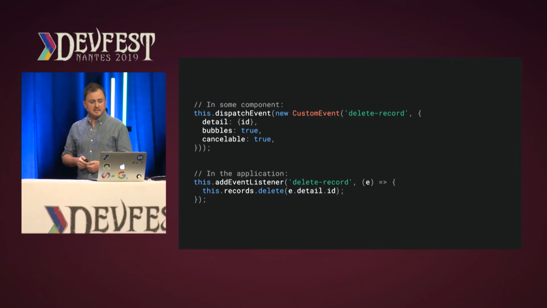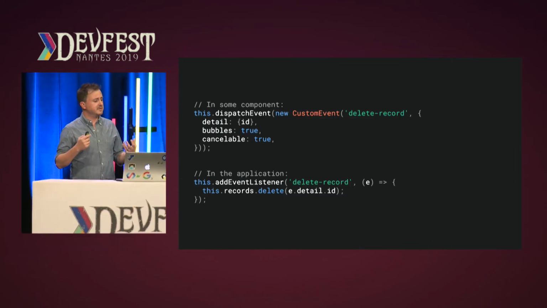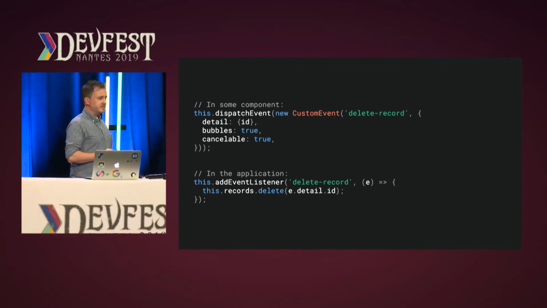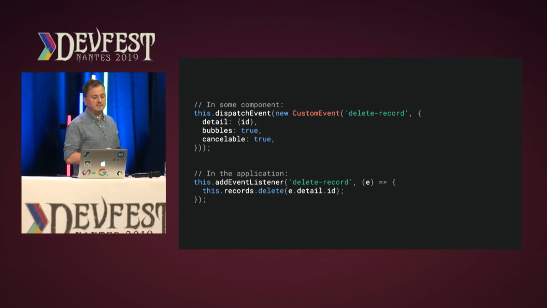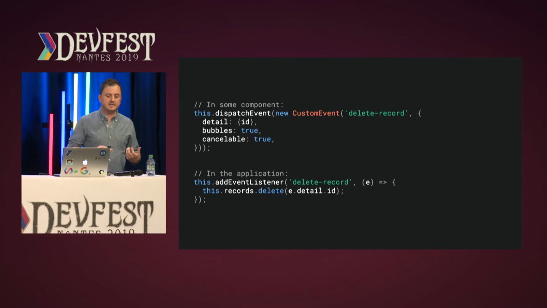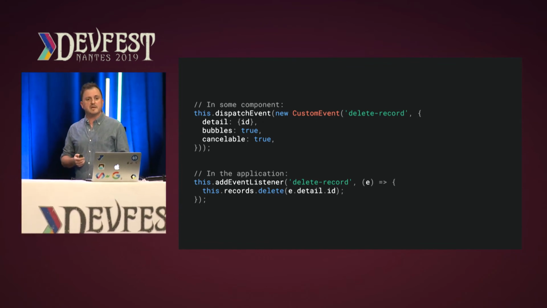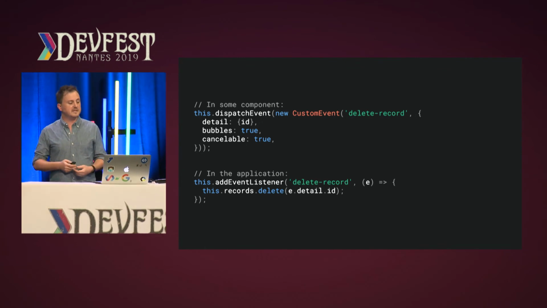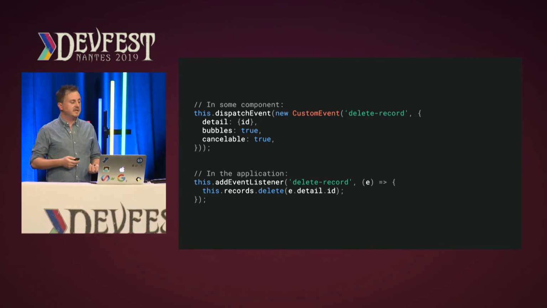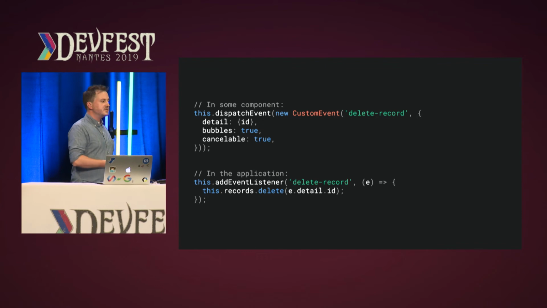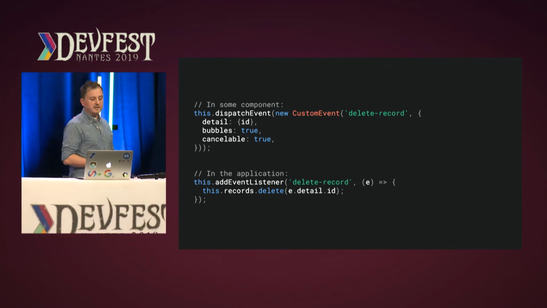So that might look something like this. In some component somewhere, we're going to have some code to dispatch an event, and we're going to have a delete record event here, and it's going to contain some data to identify the record. And then somewhere in the application, assuming that's the thing that owns the data, we're going to handle this event, and then we're going to actually apply the mutation, in this case, deleting the record.